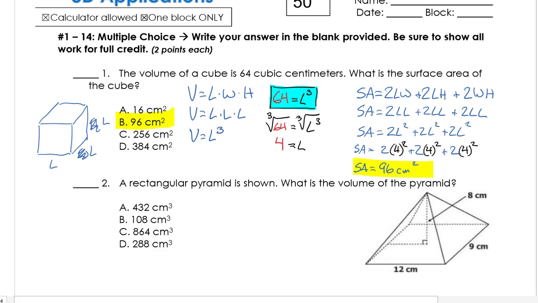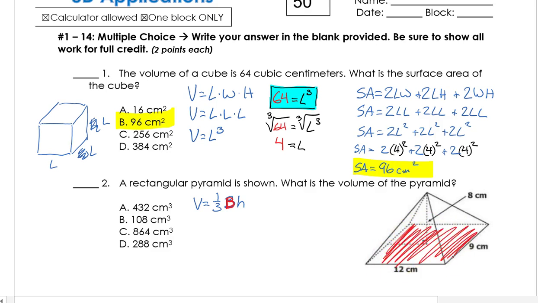Next question. A rectangular pyramid is shown. What is the volume of the pyramid? From our formula sheet, we know the volume of a pyramid to be equal to 1/3 base times height, where B stands for the area of the base. Well, looking at our pyramid, we see that we have a rectangular base.